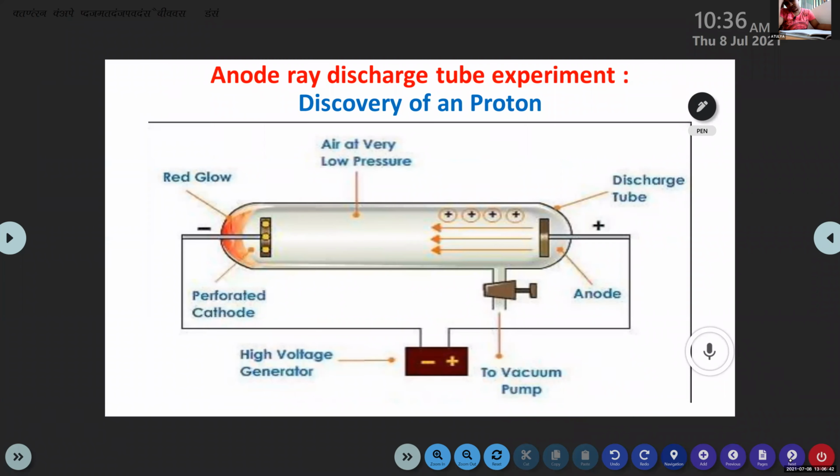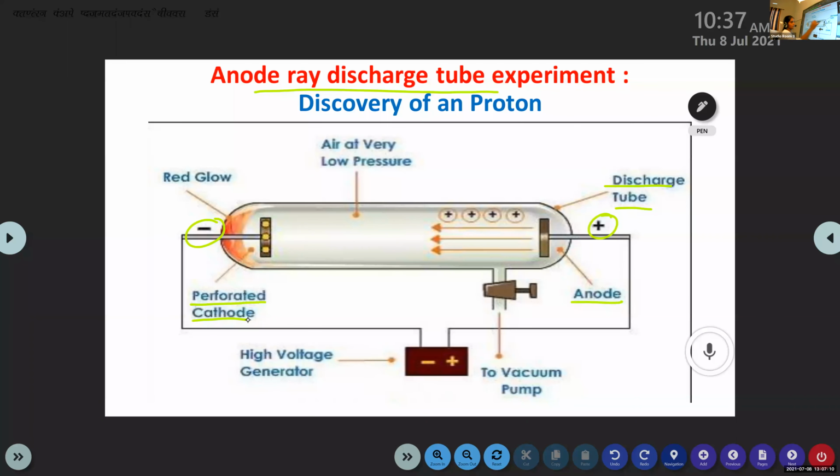So this is the experimental setup of the anode ray discharge tube experiment. It's similar to the previous one, the cathode ray discharge tube experiment. The same discharge tube made with glass and two electrodes at both ends. One is the anode and one is the cathode. The positive one is the anode, and the negative one is the cathode. Here it is a perforated cathode, that means a cathode with certain holes.